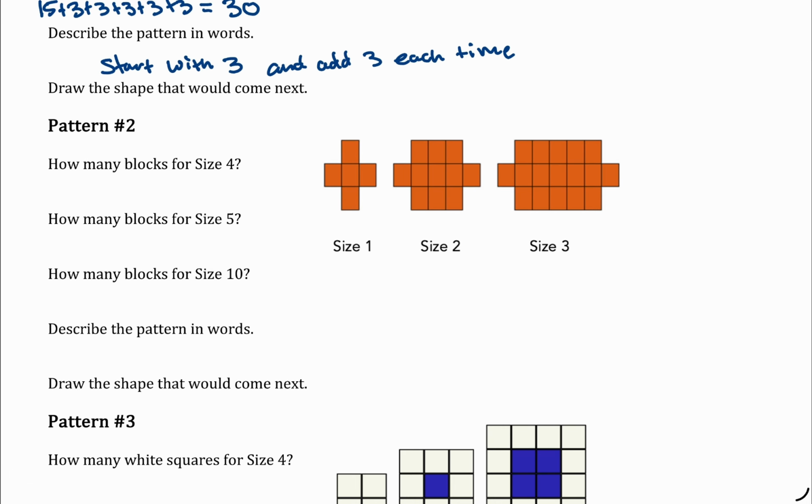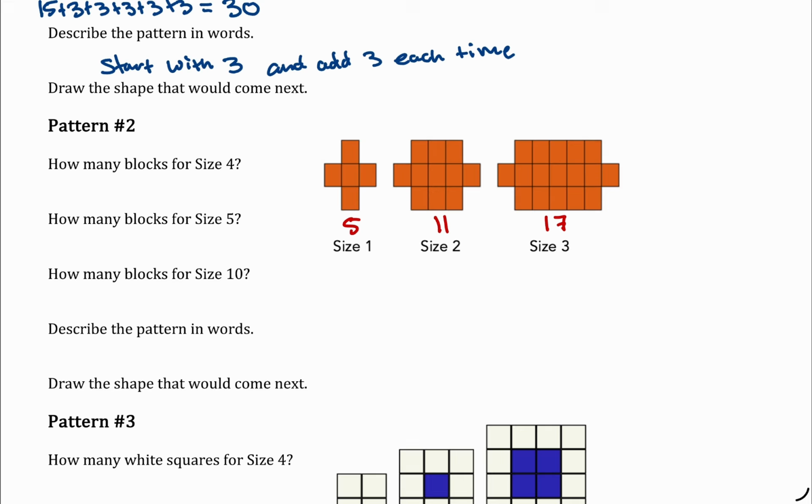Let's see if we can find this pattern. How many do I have in this first one? Well, I have 5 little cubes. Then on the next one, I have 1, 2, 3, 4, 5, 6, 7, 8, 9, 10, 11. And then on this last one, 3, 6, 9, 12, 15, 16, 17. Okay, so from 5 to 11, I added 6. And from 11 to 17, I added another 6. So it looks like my pattern is add 6.